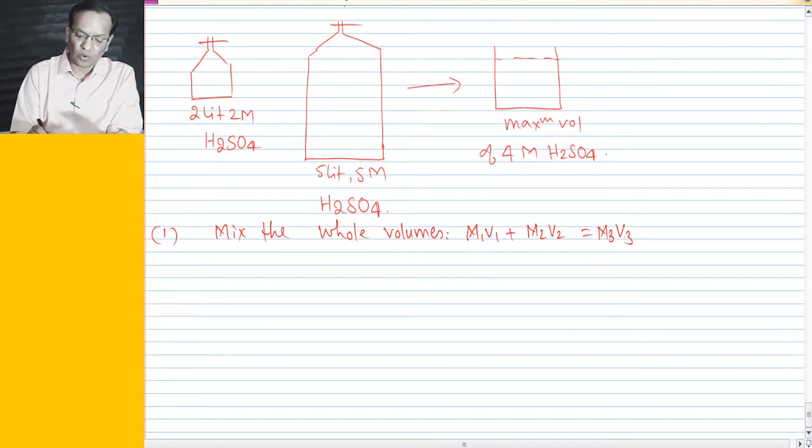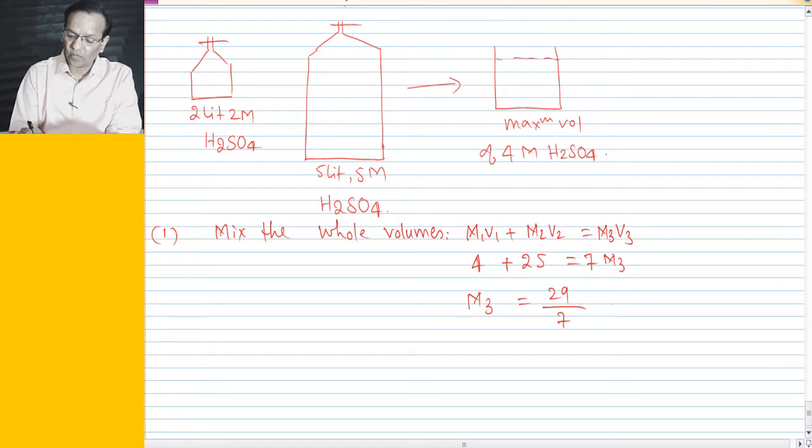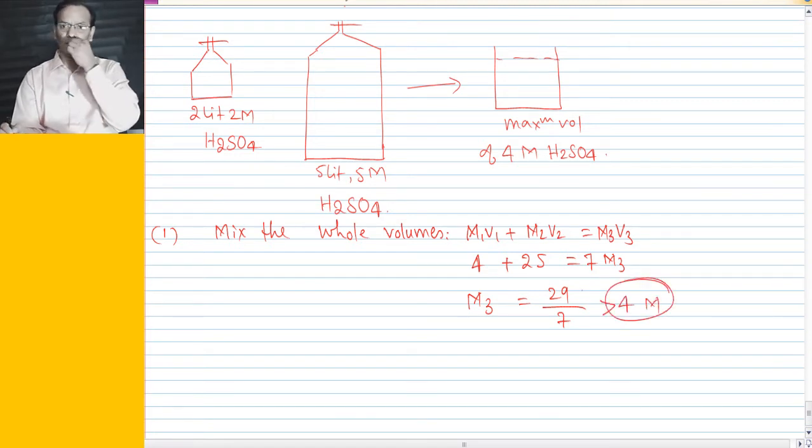So M1V1 is 2 into 2, 4, plus M2V2 is 5 into 5, 25, is equal to M3, which is to be determined. V3 is fixed, that is 5 plus 2, 7 into M3. So if we calculate M3, it will be 29 divided by 7. It is no way 4, it is greater than 4 molar. So if we mix the entire volume of the two solutions, we won't obtain solutions of desired molarity.